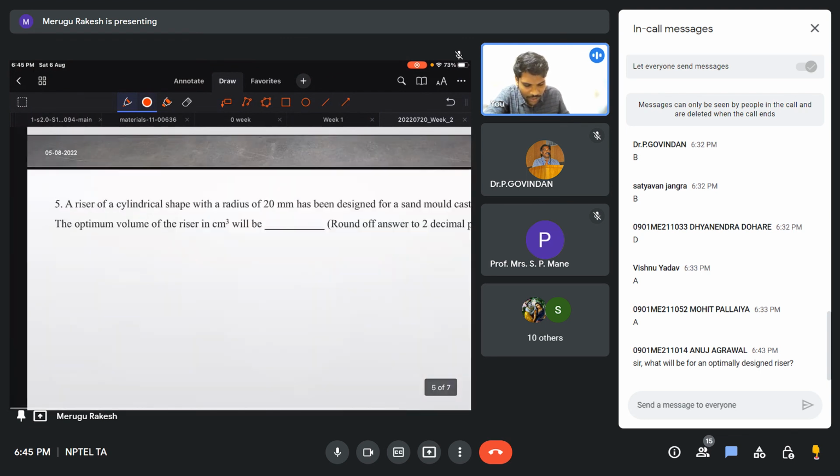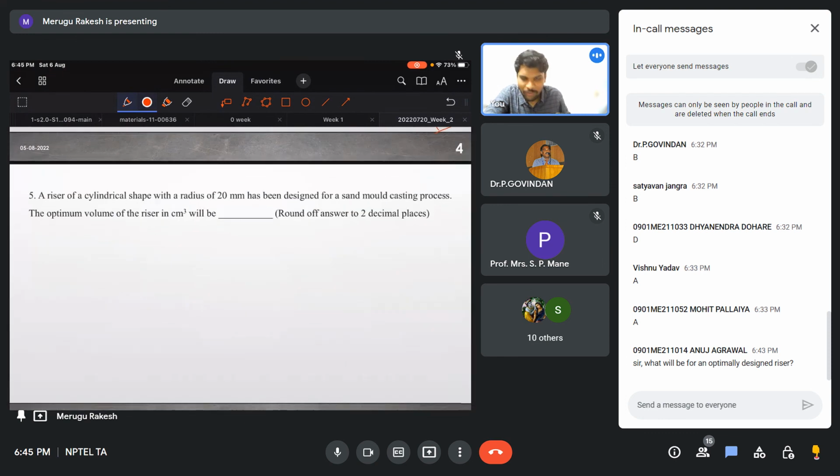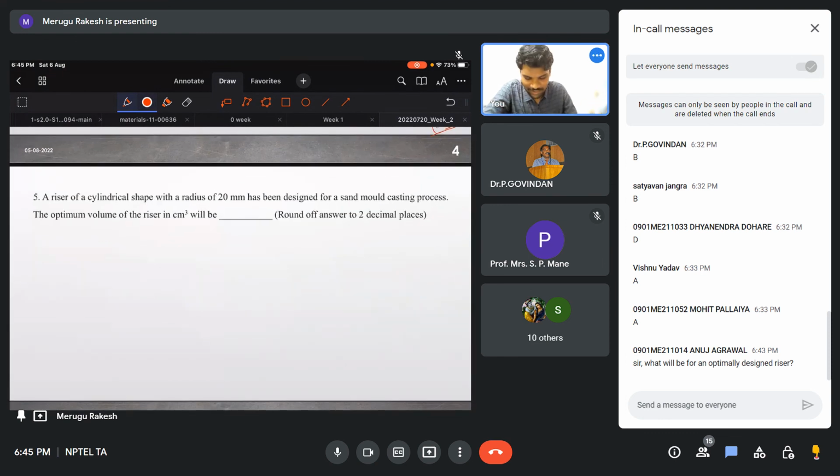Finally, I would like to end with one small numerical, which is based upon the earlier question. A riser of a cylindrical shape with radius 20 mm has been designed for a sand mold casting process. The optimum volume of the riser in centimeter cube will be.